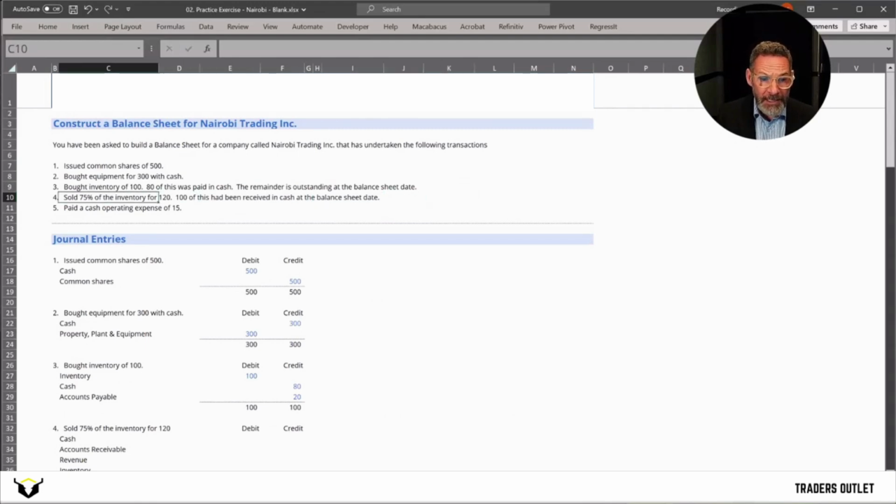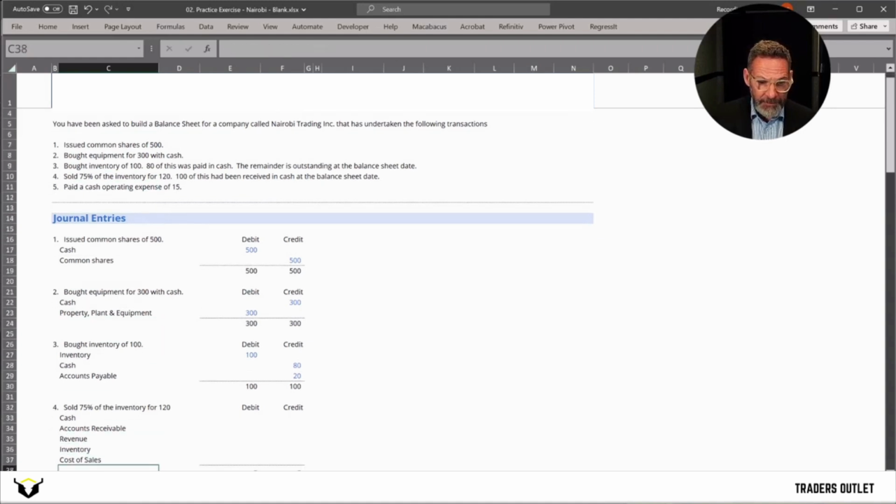Our fourth transaction is going to involve a number of elements. So we sold 75% of the inventory for 120. Now, 100 of this has been received in cash at the balance sheet date. But in other words, there's still 20 that is owed to us from our customers. Now, when our customers owe us something, that's an asset, and we call that accounts receivable. So now let's do this transaction.